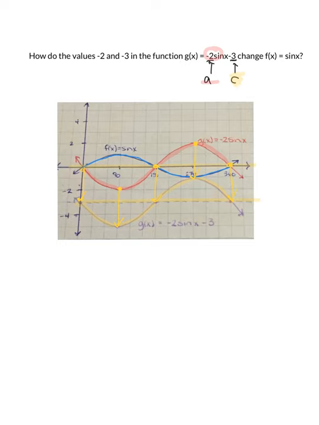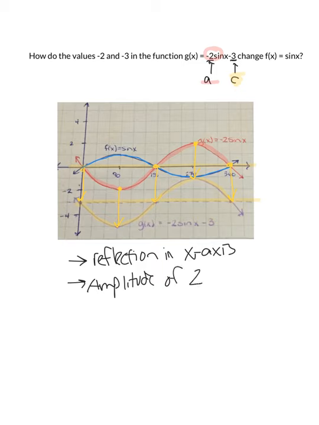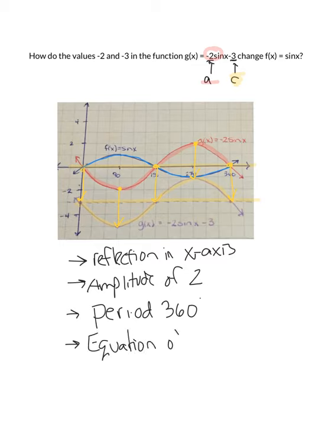And finally, just to tidy things up, we're just going to talk about what's going on with this new graph that I have here. So the first thing is that there is this reflection in the x-axis. The next thing is that we have an amplitude of 2. And we still have a period of 360 degrees. My new equation of the axes, so this has changed because of this C, this shift down, and my new equation is y equals -3.